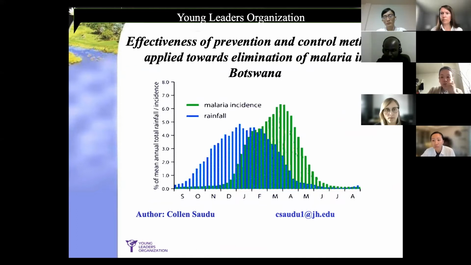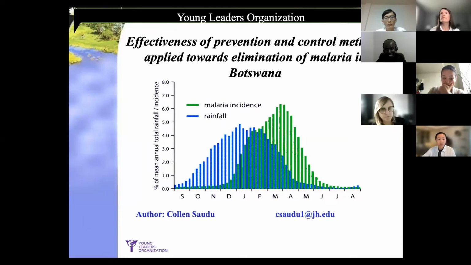Good afternoon, everyone. Can you hear me? Yes, we can. Okay. My name is Collen Saudu. I'm a founder of Young Leaders Organizations, and I'm a student at Johns Hopkins. My study area is the effectiveness of prevention and control methods applied towards achieving elimination of malaria in Botswana.